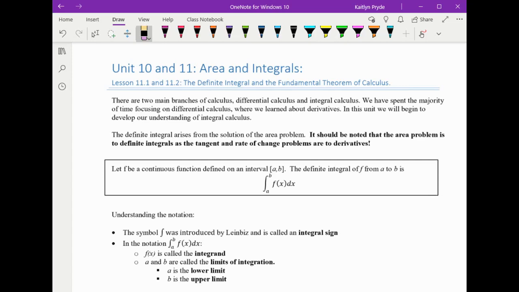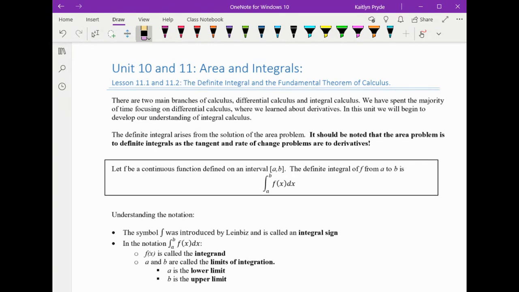All right, today we are going to look at lesson 11.1 and 11.2, which deals with the definite integral and also the fundamental theorem of calculus. There's two main branches of calc, differential calculus and integral calculus. Now, we've spent the majority of our semester focusing on differential calculus, and that's where we learned about limits and tangent lines and their connection to derivatives.